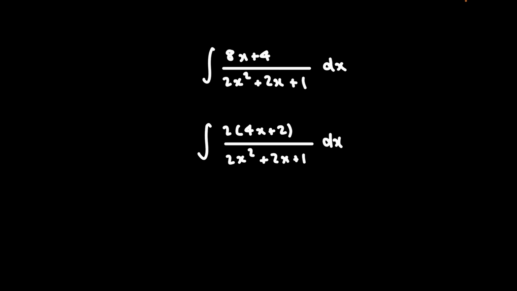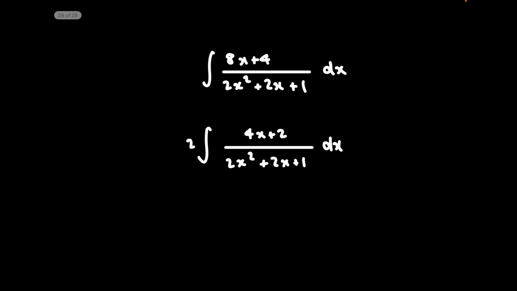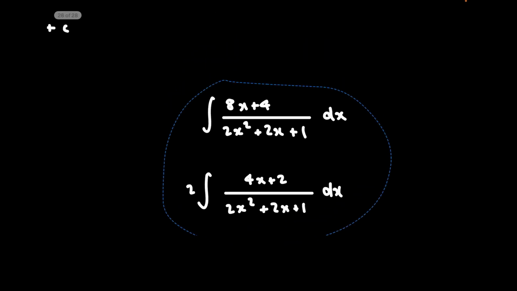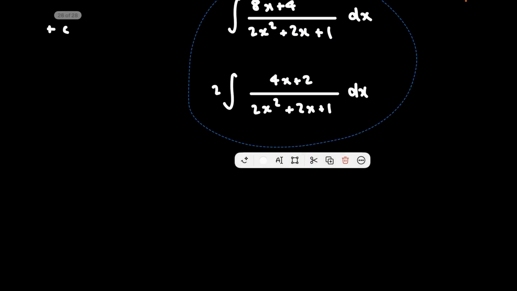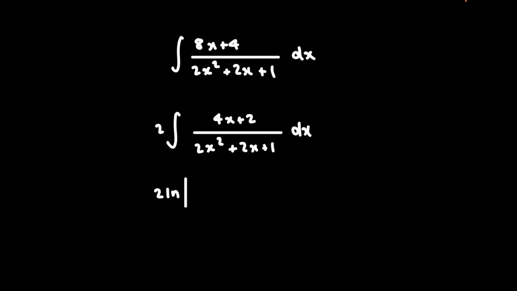So all I can say now is I can factorize out the 2, i.e. bring this 2 outside the front, because it is just a scalar multiple at the end of the day, and that is a property of integrals. And all I can say now is this is the same thing. I'm just going to give myself some more space. I can say that this here is the same thing as 2 times the natural logarithm of absolute value of 2x squared plus 2x plus 1 and plus the constant of integration.